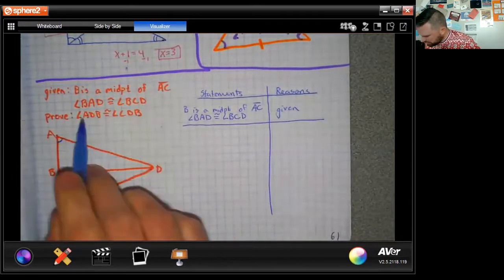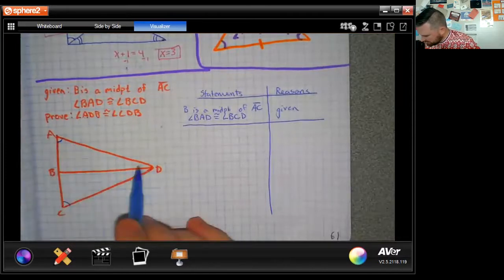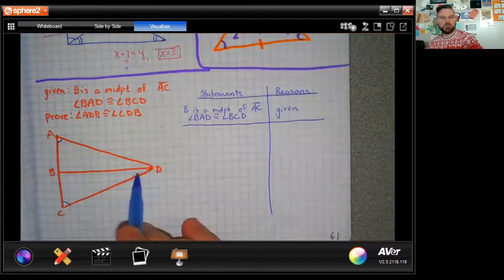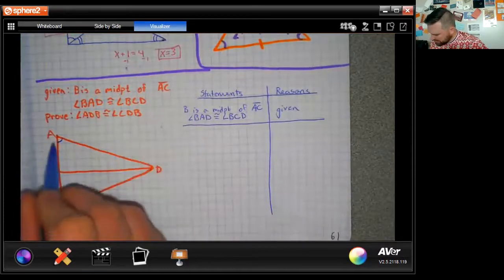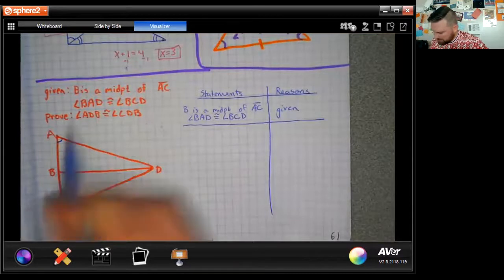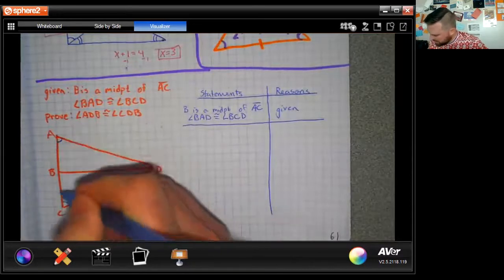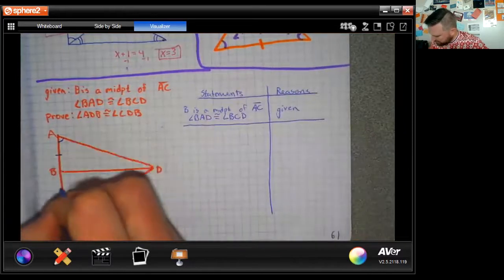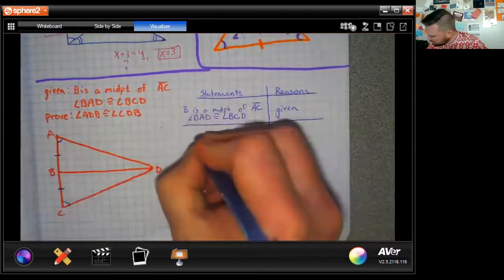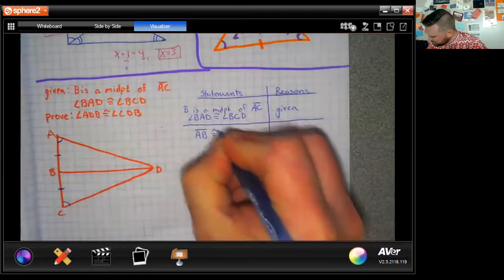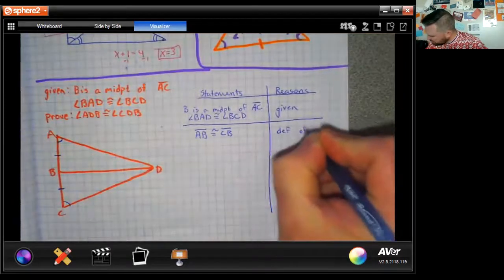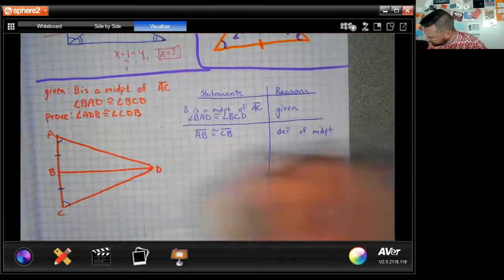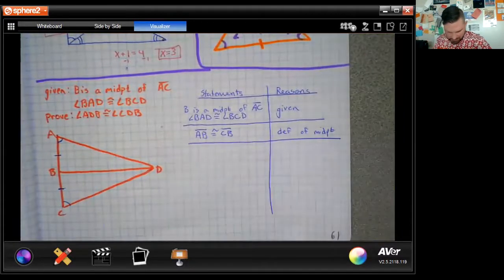And our goal is to prove that angle ADB, so that these two angles are the same. In order to prove that those two angles are the same, we need to prove that these two triangles are the same. And it says B is a midpoint of AC. If B is the midpoint, by definition, a midpoint will split the segment into two equal halves. So this half and this half are congruent. So AB segment is congruent to CB segment. And that is the definition of midpoint.